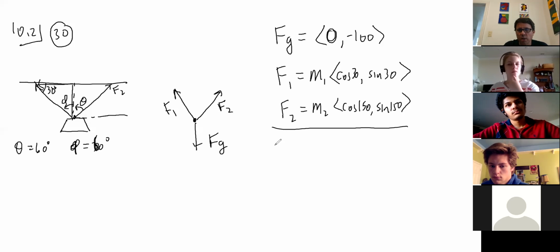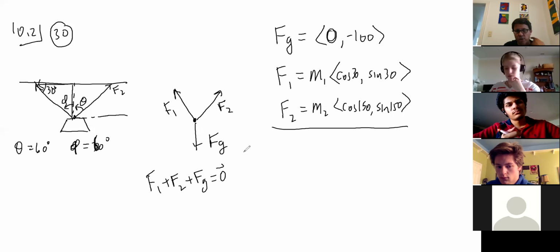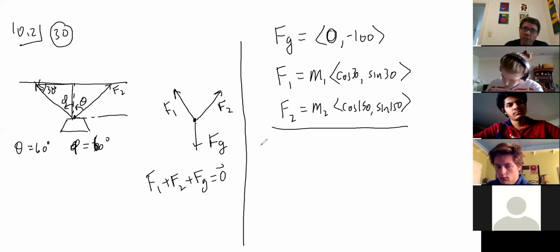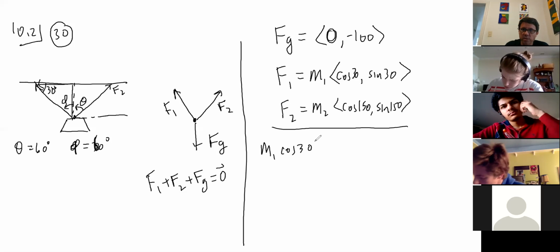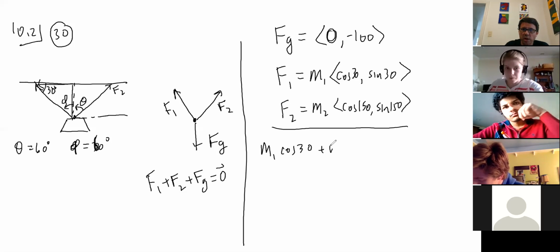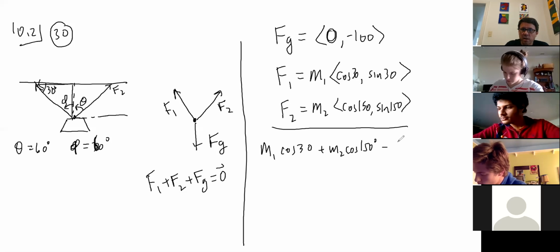Again, you'd write that in your statics class. I don't know if you've had statics yet or not. But all of these three things are supposed to balance each other out, again, because it's not moving. So that would give me that M1 times the cosine of 30 degrees plus M2 times the cosine of 150 degrees is going to have to balance out to 0.